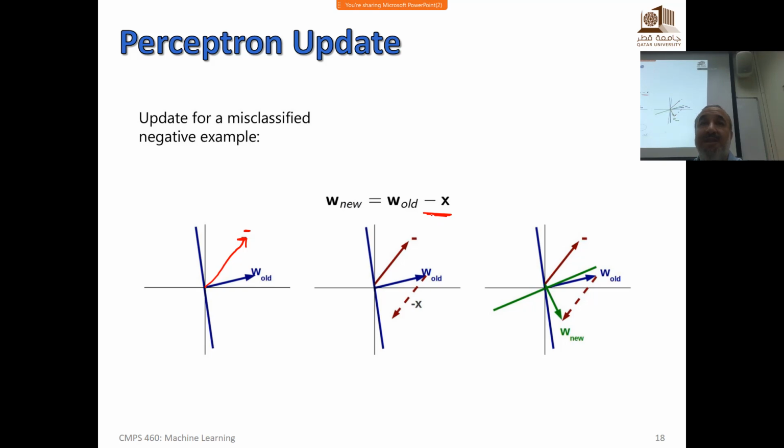So that's why we actually subtract x. If you look at the algorithm, you will see that y is negative 1 in this case, so we are adding yx, right? So it will be like subtracting x. So this is w, this is x, right? So this is minus x. It's like adding minus x, right? So the new w will be like this: w plus minus x, which is w minus x. So this is now the new weight vector.